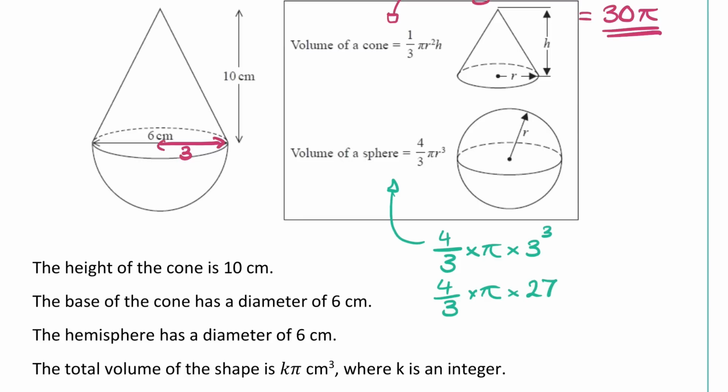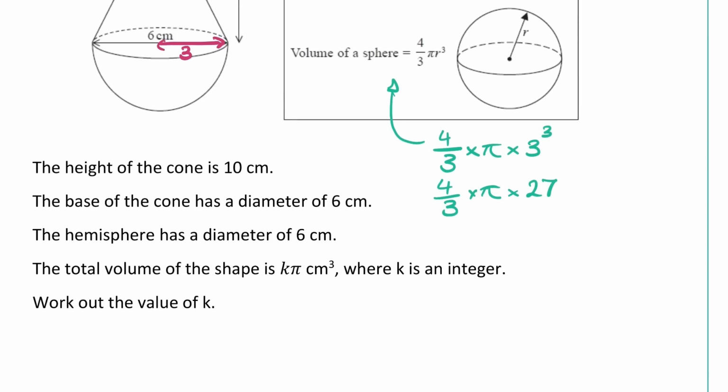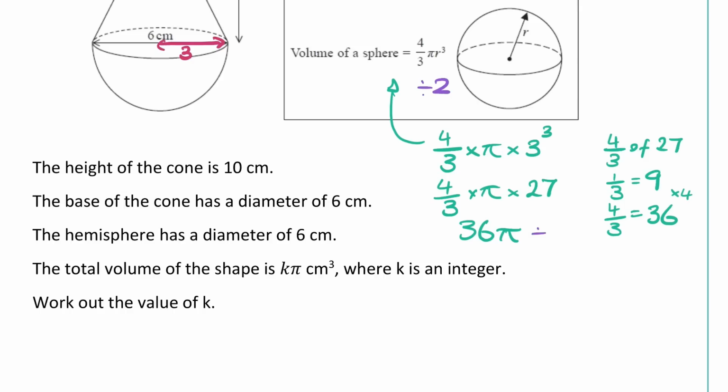And now I have 4/3 I need to times by 27. That's just 4/3 of 27. So if I work out 4/3 of 27, just to the side, 1/3 is dividing by 3, which is 9. 4/3 is then timesing that by 4, and that is 36. There we go, so that comes out as 36 pi. Now we do have a hemisphere, so not forgetting at this point that we do want to divide this by 2, as it is half of a sphere, a hemisphere, and that comes out then as 18 pi.